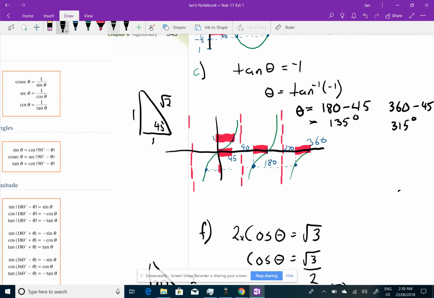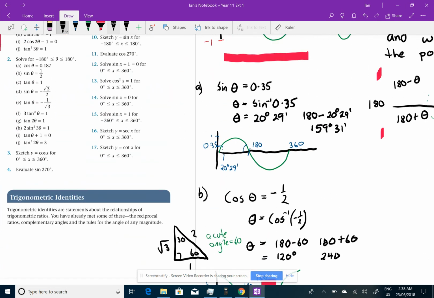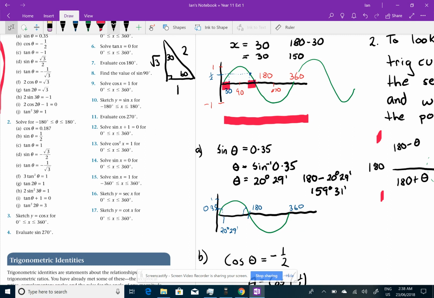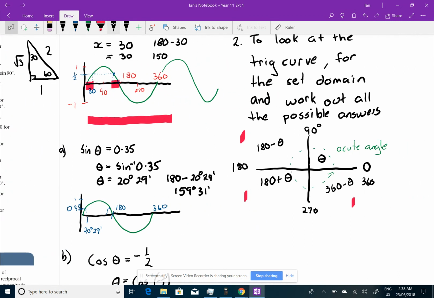So that's the basics for finding these answers. I am going to do one more, and it's a little bit more complicated, and it's the last one there, J. Tan squared 3 theta equals 1. I'm going to do it over here.